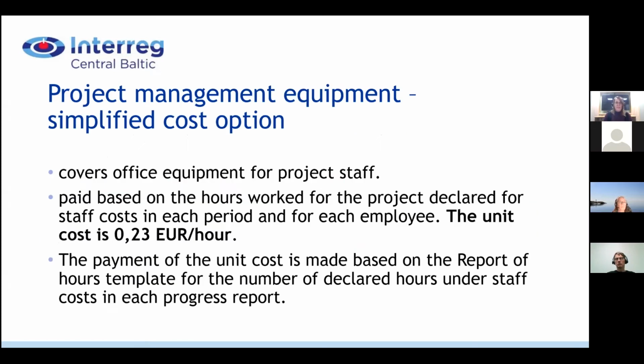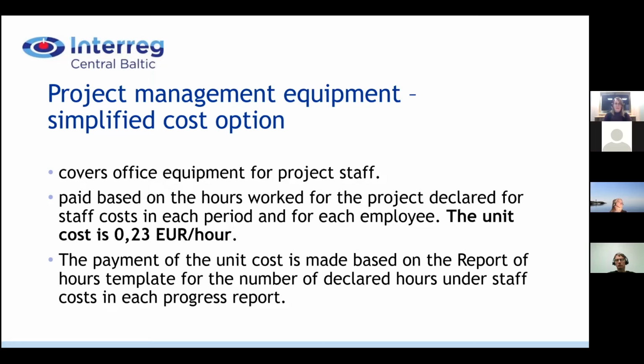So what do we have here in the project management equipment for simplified cost options? It covers basically the office equipment for project staff, again specifically for project staff. The way it's calculated, we have from staff costs this report on hours. So we see how many hours have been worked for the project, and out of that we can calculate how much would be paid for project management equipment, so the laptops or whatever else may be necessary there. The full list is in the manual. And the unit cost here is 0.23 euro per working hour declared.